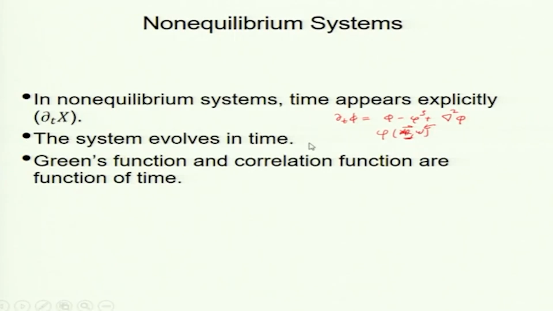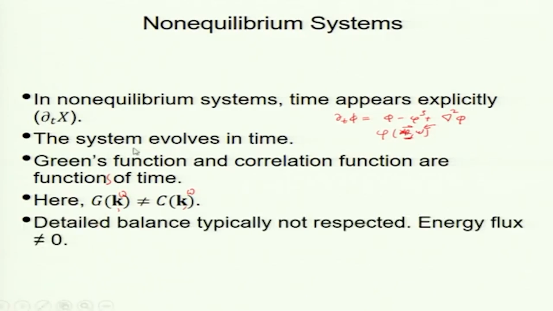Green's function and correlation functions are functions of time. Gk is not the same as Ck. So in fact, we will have Gk omega. I will give an example in today's class itself. When frequency comes, then things are different. Detailed balance is typically not respected. Sometimes it may be, but in general it is not.